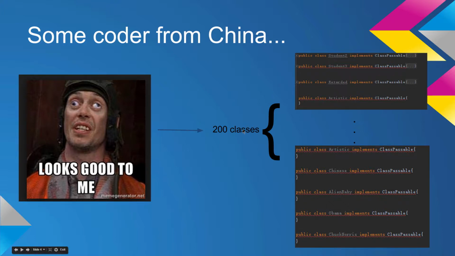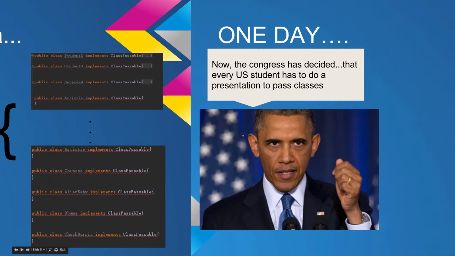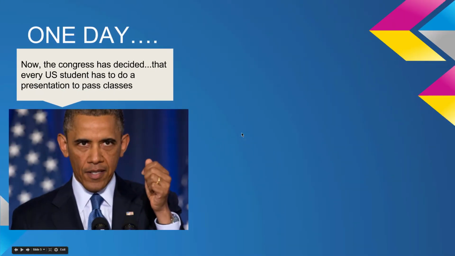Things seem nice until one day the president said that Congress had decided that every US student has to do a presentation to pass classes. Holy crap. Now the students have to do one more thing to pass the class, which is to do presentations. But ABC software didn't expect this.